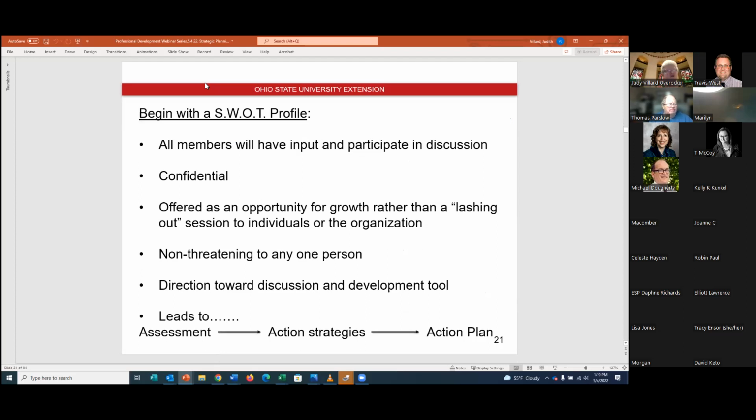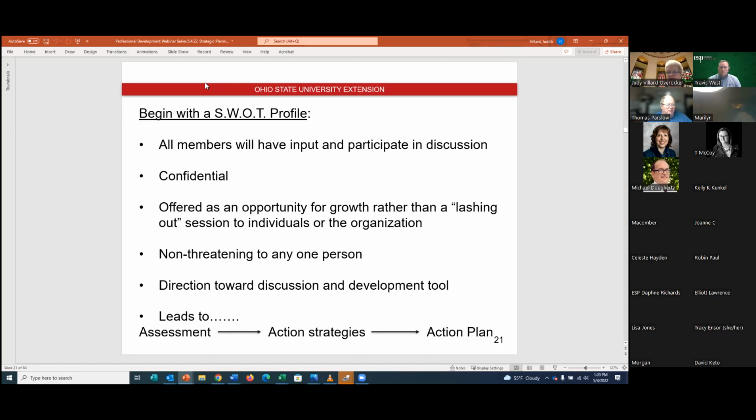So we began with a SWOT profile. This is where all members are going to have input. They're going to participate in discussion, and it is confidential. No one knew. They could send it back to me. They could drop it in the mailbox here at the office, or through our little mail slot. So if they really had some things that they didn't want anybody to know where they came from, it was very confidential. There are no names or anything on it.